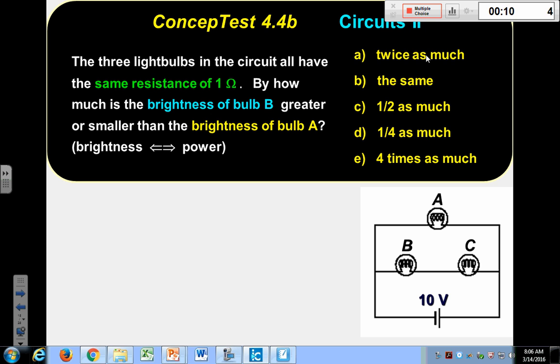Actually, 3 light bulbs all have the same resistance of 1 ohm. By how much is the brightness of bulb B greater than the brightness of bulb A? Answered this just last slide if you were listening. Or excuse me, by how much is the brightness of bulb B greater or smaller than the brightness of bulb A? Is B twice as bright as A, the same, half, quarter, or 4 times as much?